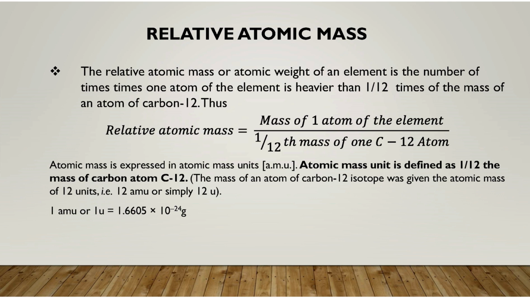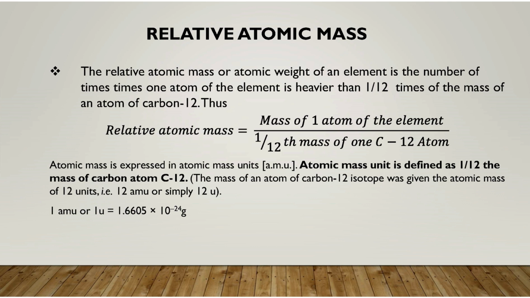Relative atomic mass is measured in AMU. So the AMU is the unit of the atomic mass. What is the full form of AMU? Atomic mass unit. So we measure relative atomic mass in AMU. What is AMU? Atomic mass unit is defined as 1/12th the mass of carbon-12.